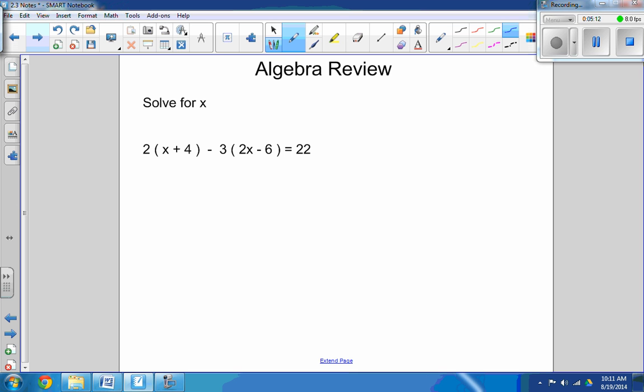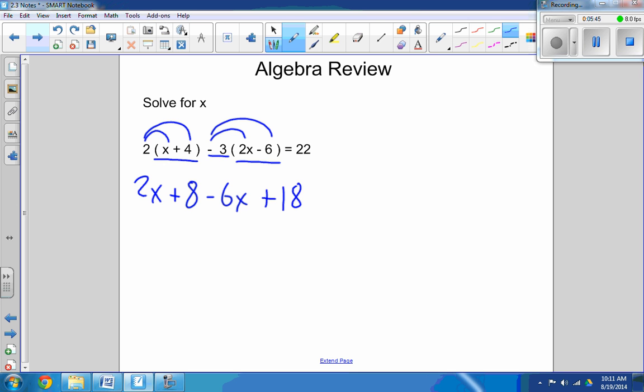Let's do a little bit of algebra review. So here we got our equation. We got to solve for x. So we got to remember some of the things that we can do here. Well, this is 2 times this whole expression. So I'm going to distribute that 2. So I get 2x plus 8. Oh, we got another distribution over here. So that's a negative 3 I'm going to distribute here and here. So negative 3 times 2x is negative 6x. Negative 3 times negative 6 is a positive 18.